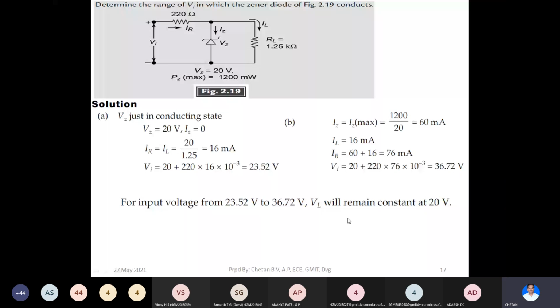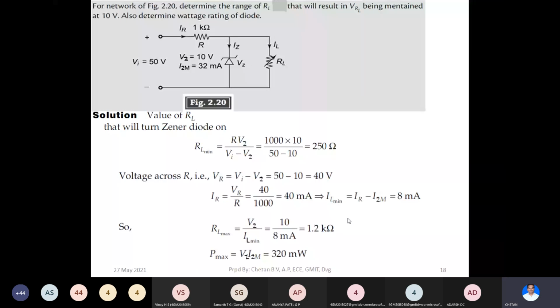Here also we have to find the range, but the range that we have to find out is the range of RL, right? And Vi is constant here. For the network of figure 2.20, determine the range of RL that will result in VRL being maintained at 10 volt. Also determine the wattage rating of the diode. Means you have to find out the maximum power dissipation of this diode. And also you have to find out the range of RL, the minimum value and maximum value of RL.